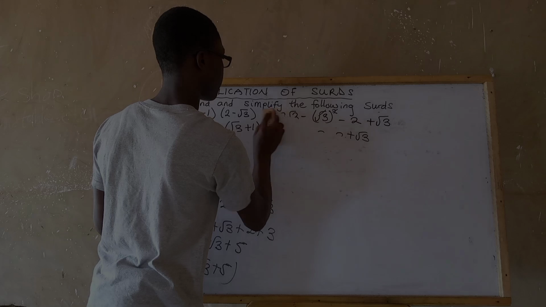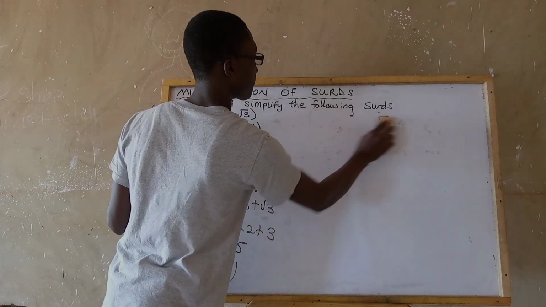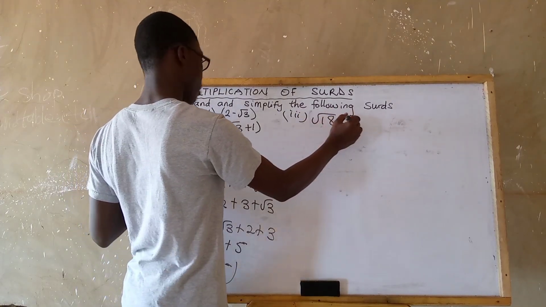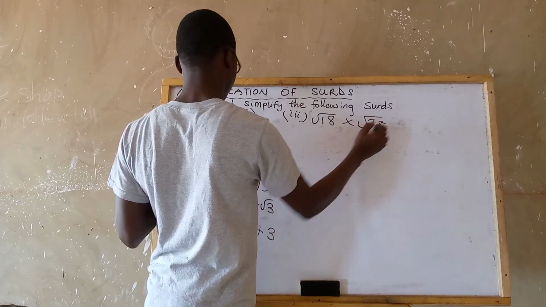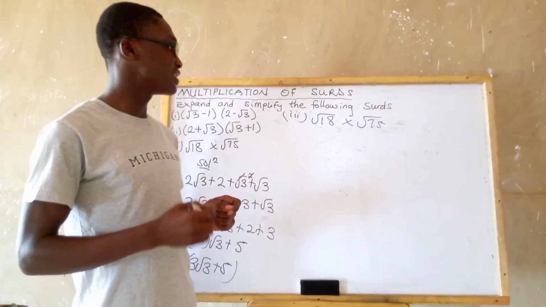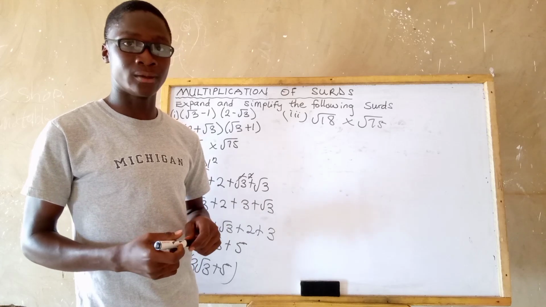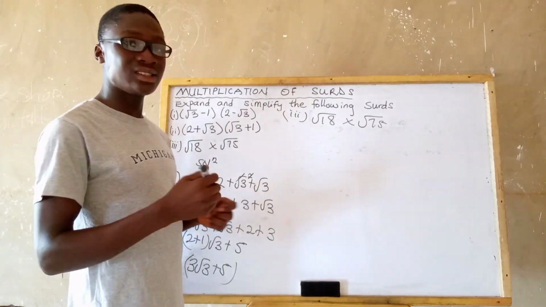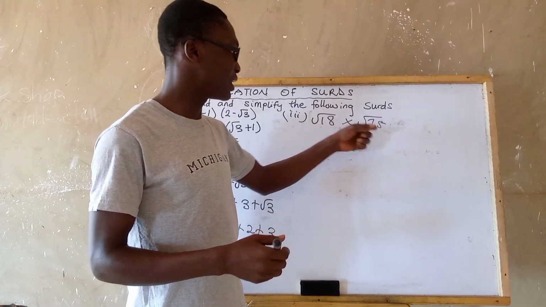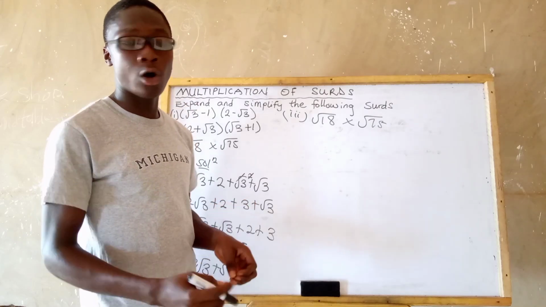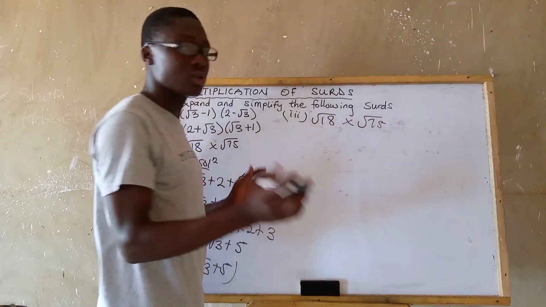Now let's start the third one. For the third one, we have root of 18 multiplying root of 75. So root of 18 times root of 75. Here we can simplify the roots before multiplying. So that will be very simple for us. Let's first simplify. Or you can just multiply the roots, 18 times 75, you get root of the answer, and then you simplify that one to get the final answer. Or just simplify each of the roots before multiplying.